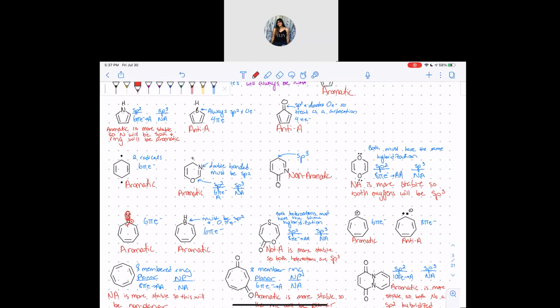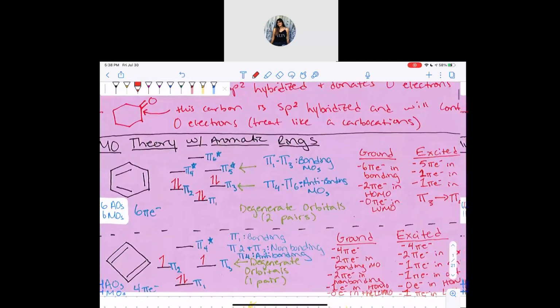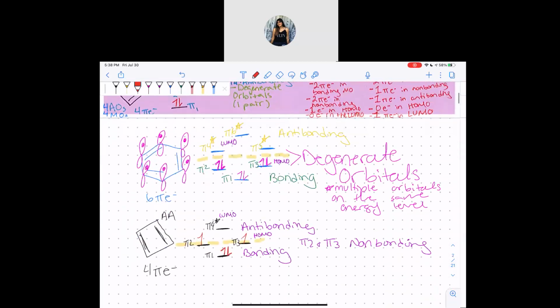Okay, so I did mention that molecular orbital theory is not something we're going to go into super detail on tonight. This does take forever. But I did want to mention that aromaticity makes molecular orbital theory a tiny bit different. And I gave you all the information about that in the cheat sheet, so you can reference that.